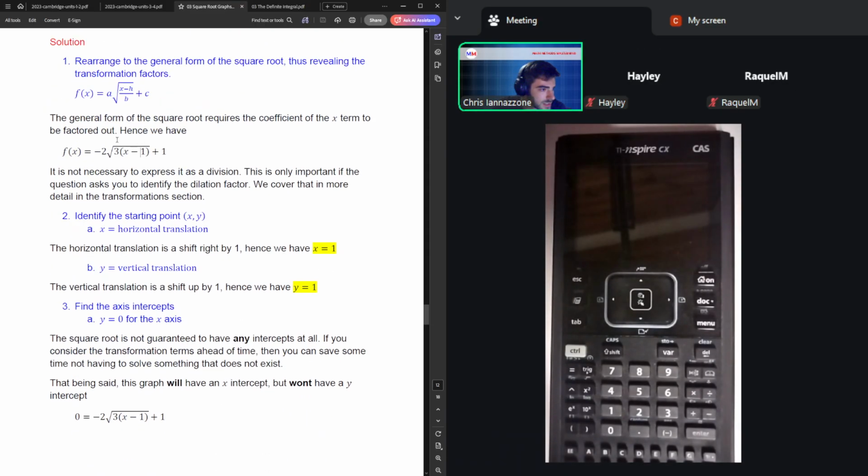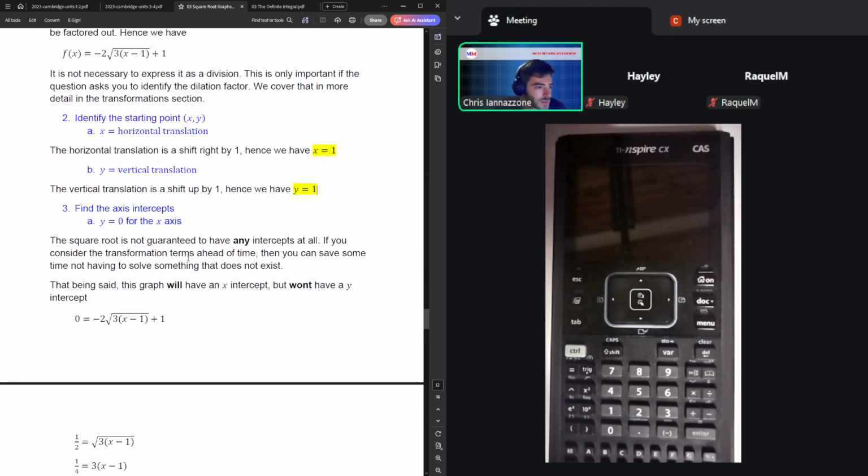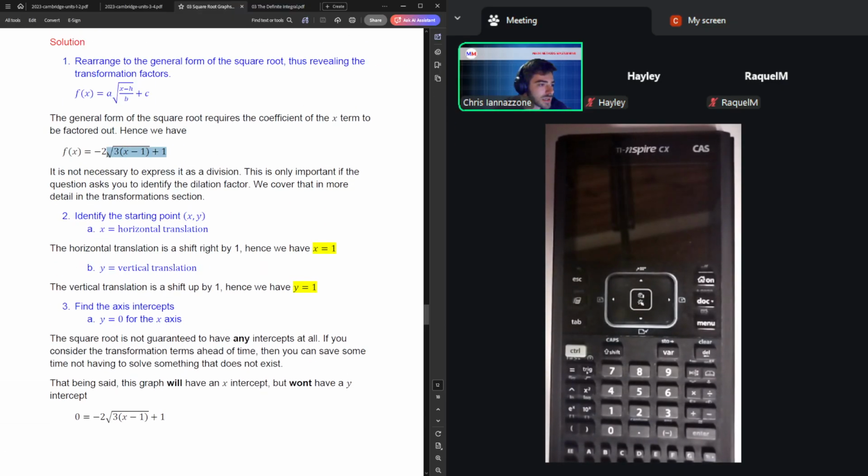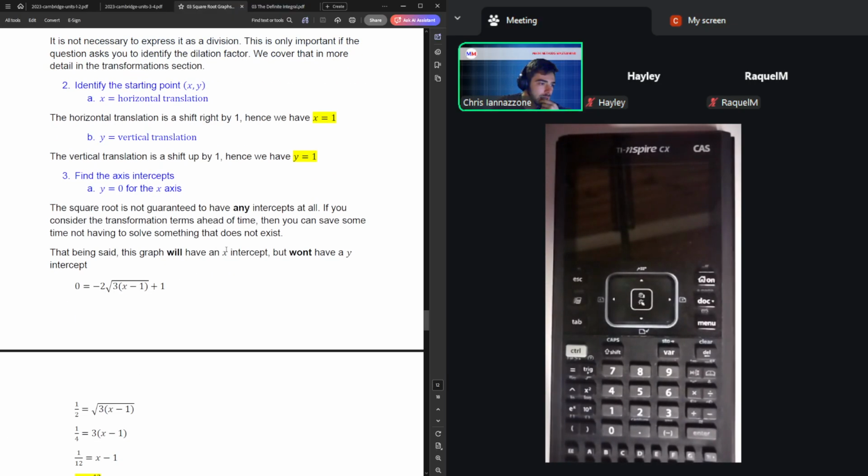But okay, so once we have that in its form, we can clearly identify all the key things. The starting point, the vertex, is going to be determined by the horizontal and vertical translation. As we discussed, shift right by 1, shift up by 1. Bang, bang. Next up, axes intercepts. So you can go ahead and try to solve them all ahead of time and then just let the math be what it's going to be and then dot it out accordingly. But it can be kind of nice to try and get an idea of what it's going to look like ahead of time so you can save a bit of time rather than solving things that may or may not exist. How do we do that?